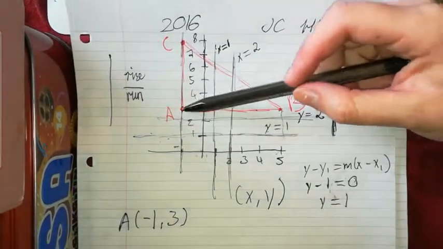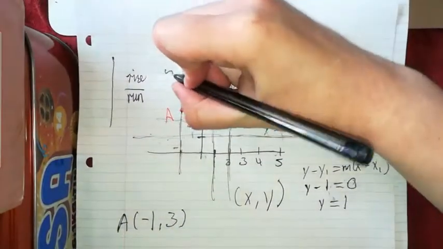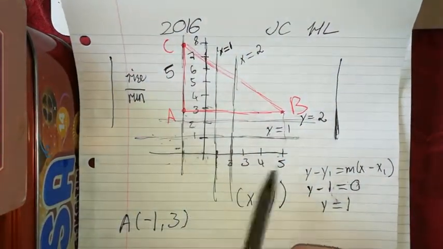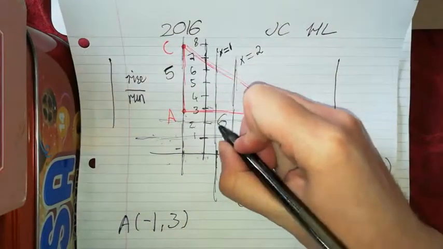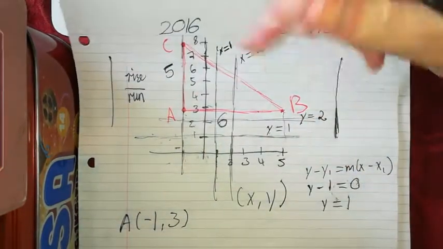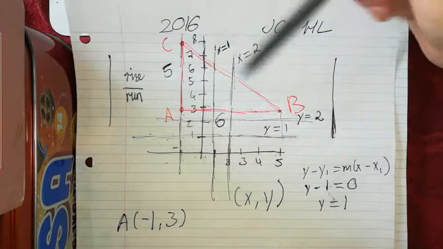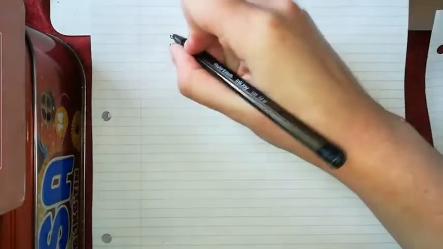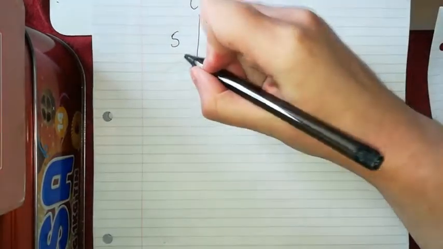If I want to get the distance of just a vertical line, I can literally just count up. That goes from 3 to 8. So this distance here is 5. If I want to get the distance of a horizontal line, well, that goes from minus 1 to 5. So that distance is 6. But if I want to get the distance of a line that's slanted, I have to use my distance formula. So now that I have figured out that this is 5, 6, and then C, A, B.